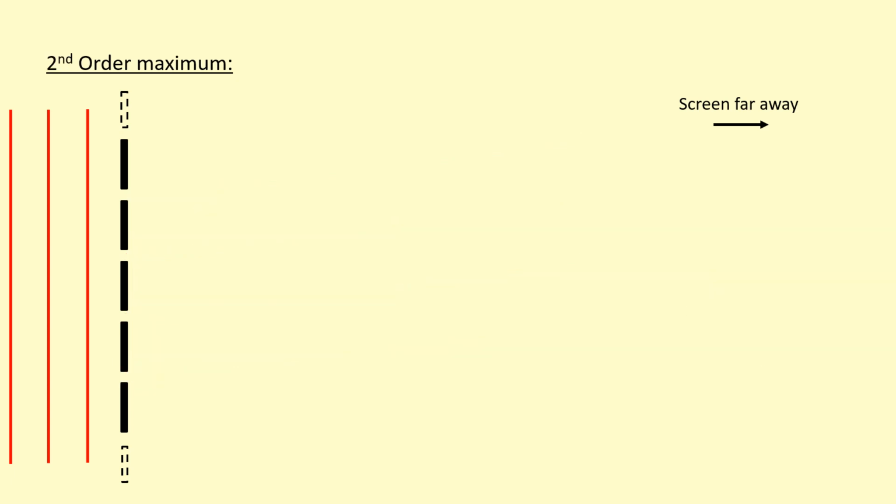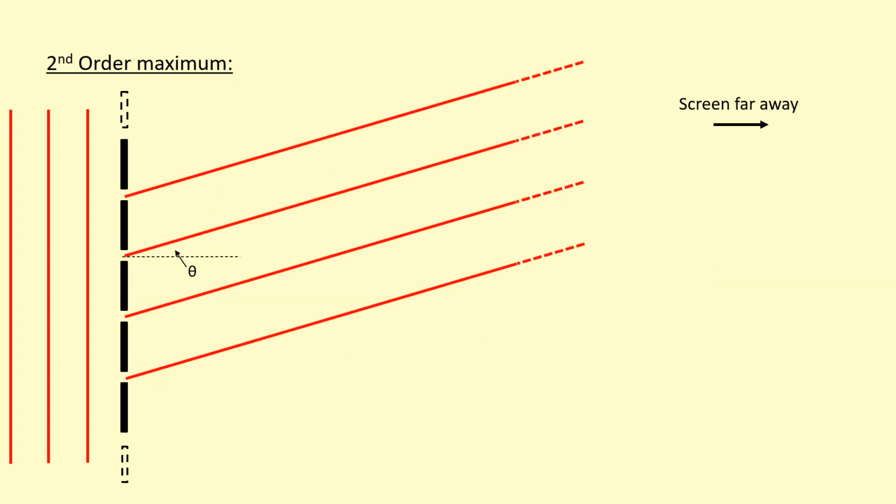Okay, for the second order maximum, the light's going through at a larger angle, such that the path difference between adjacent slits is now 2 lambda. So here's the path difference between the adjacent slits. Each one's got 2 lambda extra. So if we zoom in again, d sin theta is now 2 lambda.